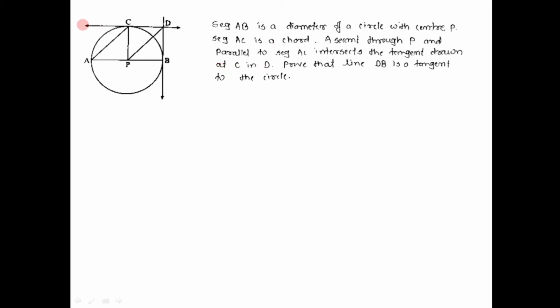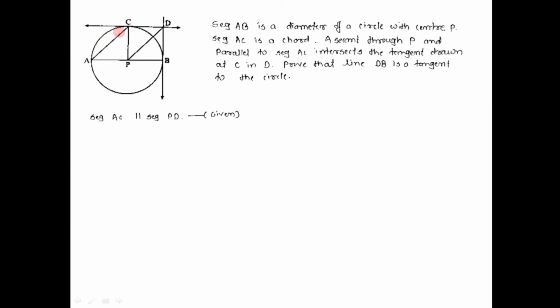So here in this diagram it is given that line CD is a tangent and there is one segment drawn through point P which is parallel to segment AC and which intersects this tangent at point D. From this information we have to prove that line DB is a tangent to the circle. So from this we have to prove that line DB is also tangent to the circle. To prove this, we'll start with the given.